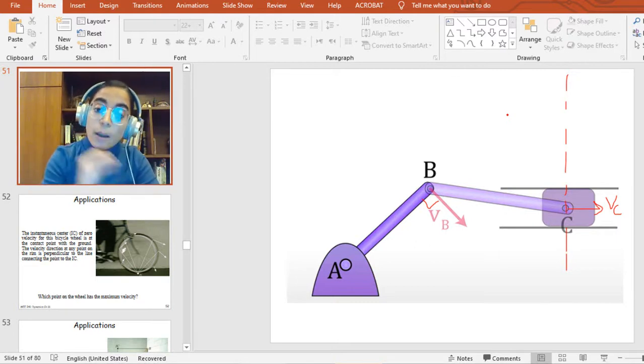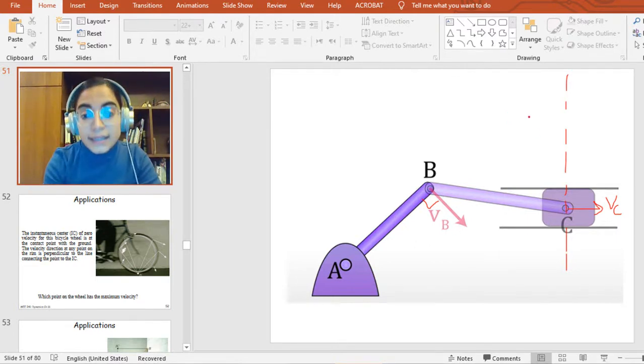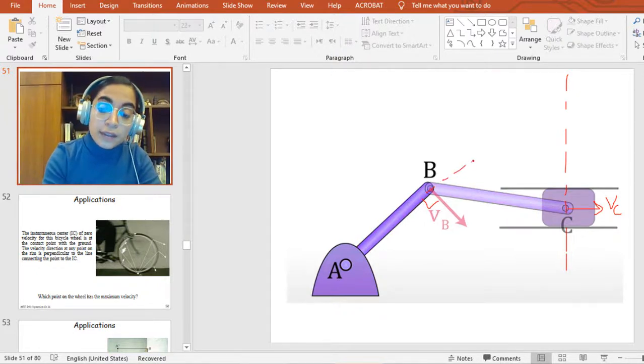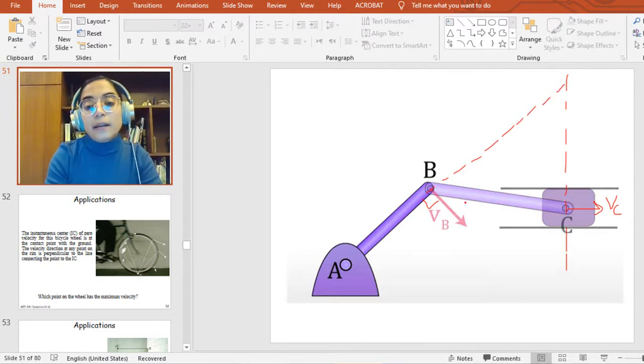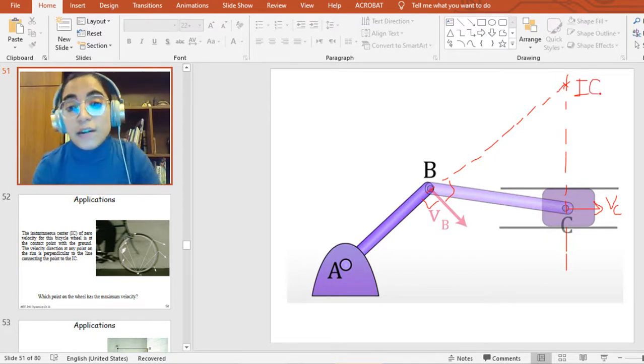And this is also applied to VB. If there is an instantaneous center of zero velocity for beam BC, then this means that this instantaneous center of zero velocity should belong to the line that is perpendicular to VB. Which means, guys, this is IC. This is the instantaneous center of zero velocity.